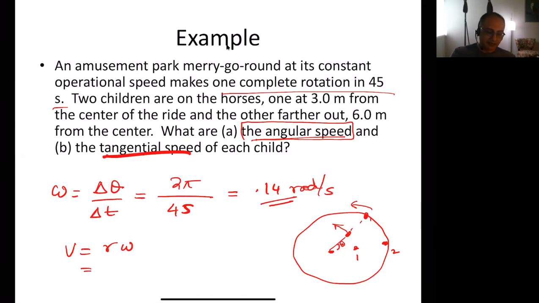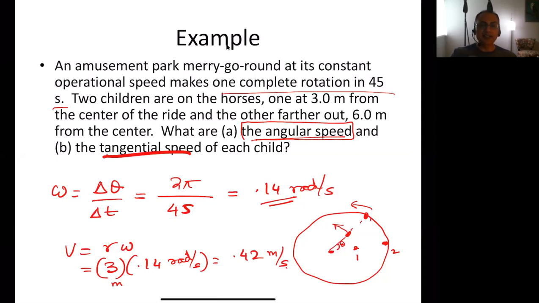It's going to be 3 multiplied by 0.14. 3 is meters and 0.14 is radians per second. Radian is unitless. So it's going to be 0.42 meters per second. Meters per second is exactly what you'd expect for a velocity or a speed. That makes sense?